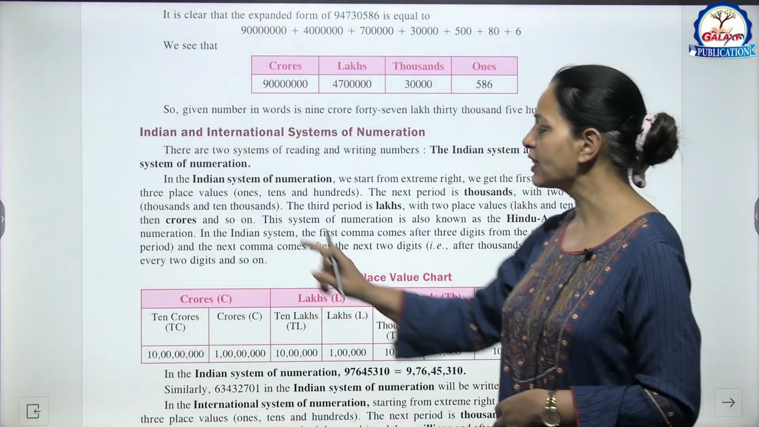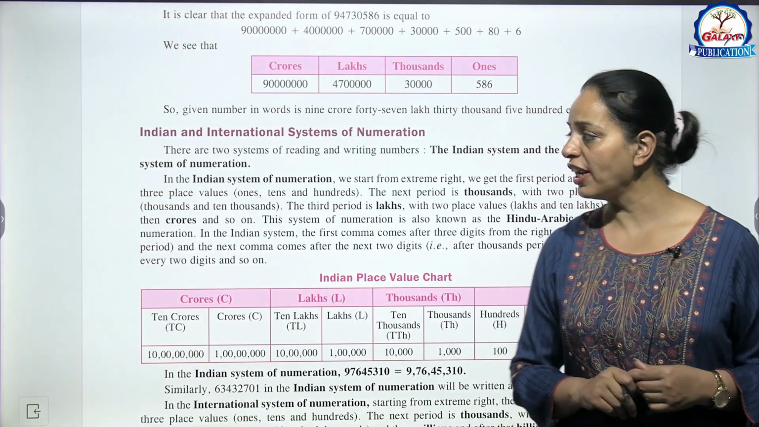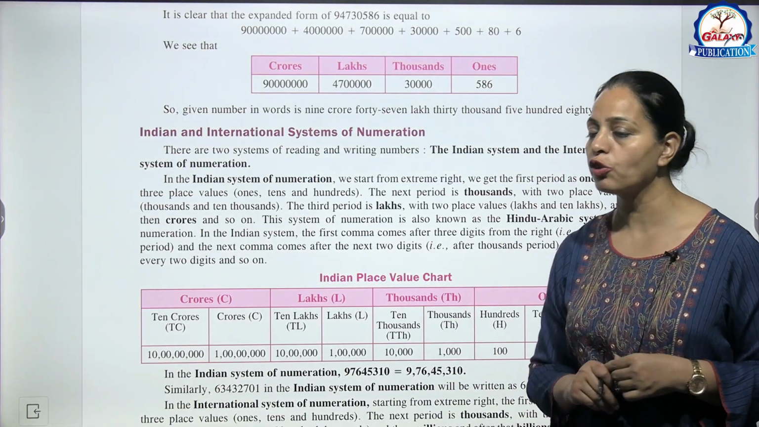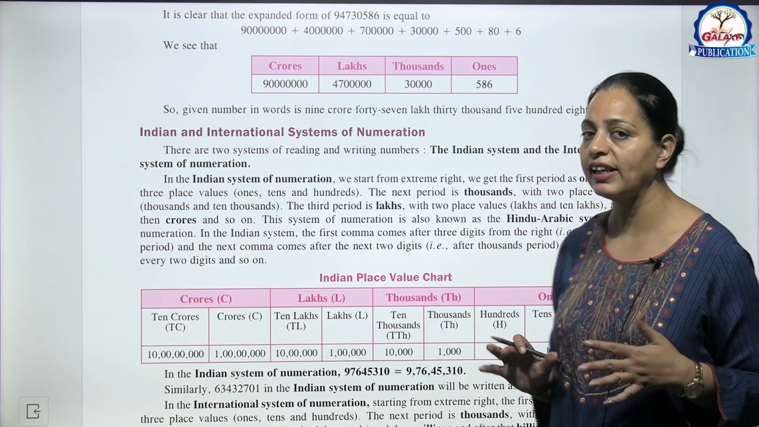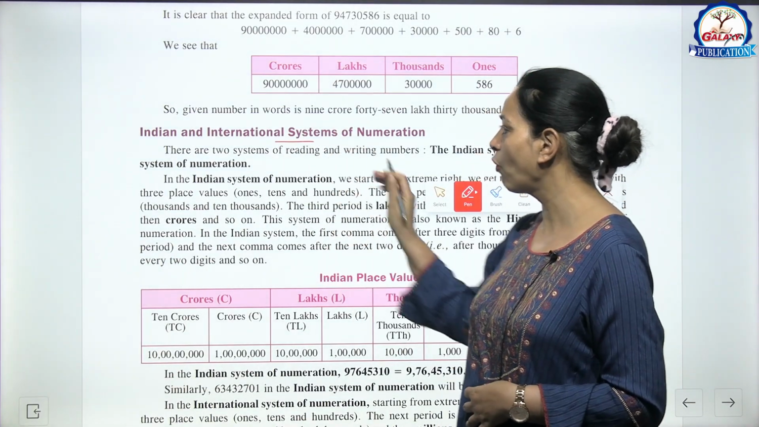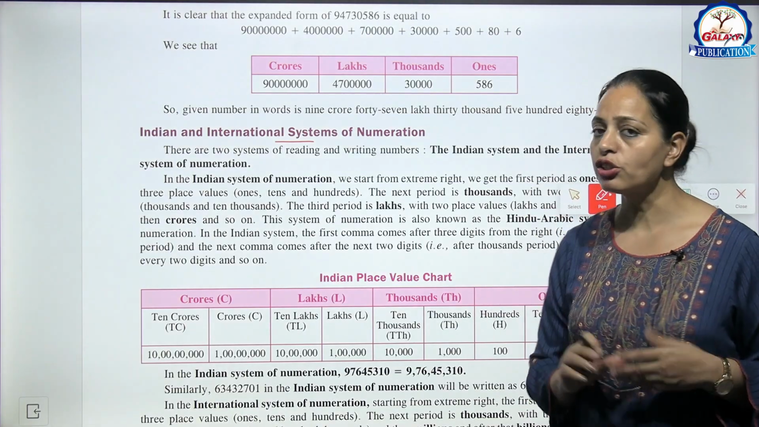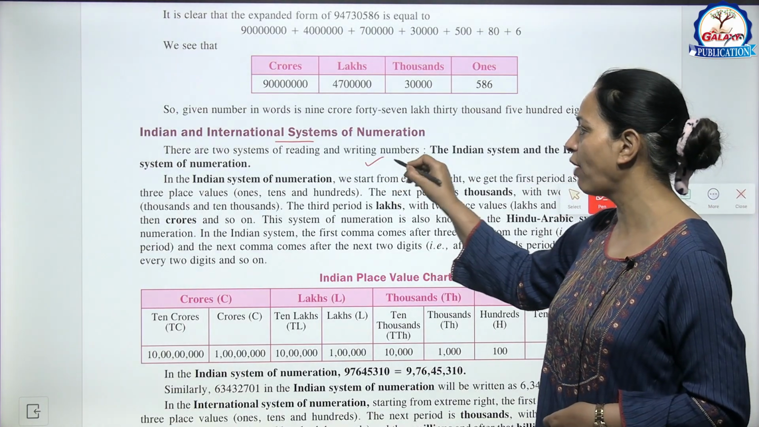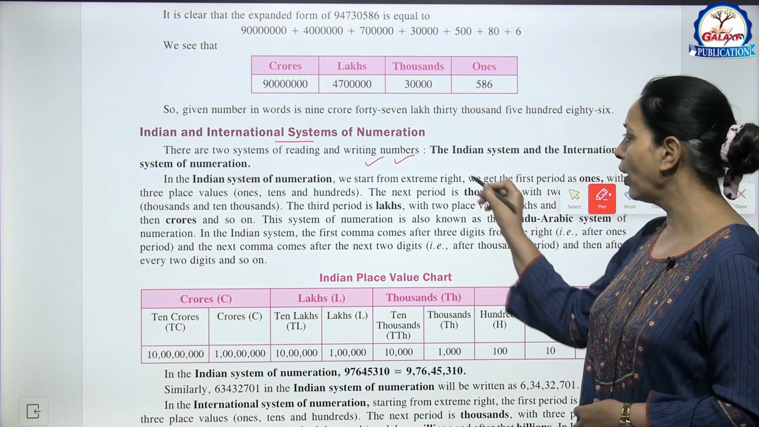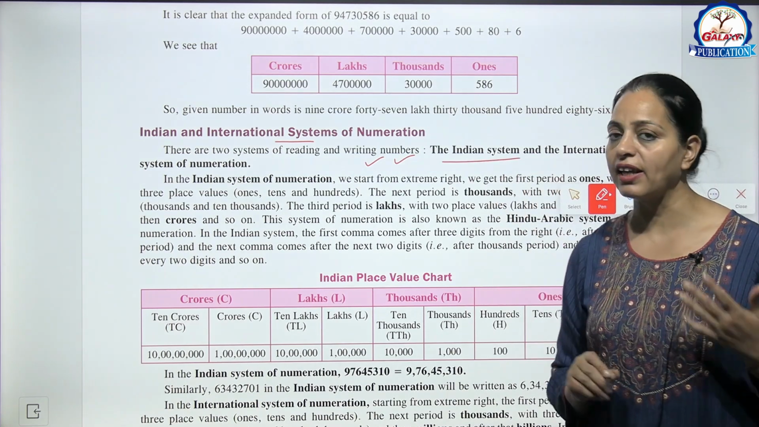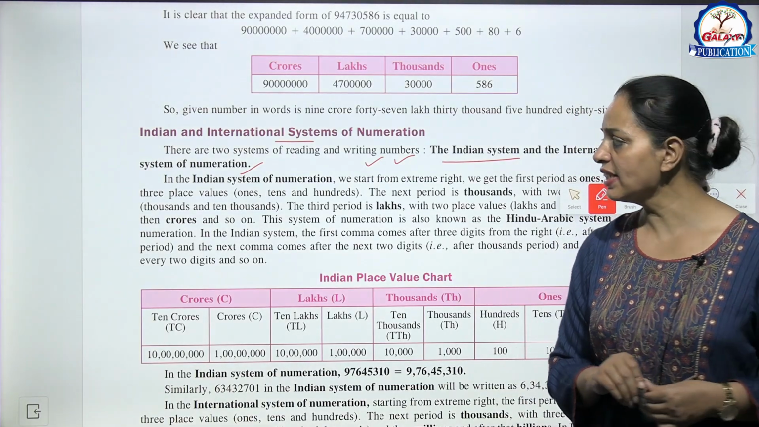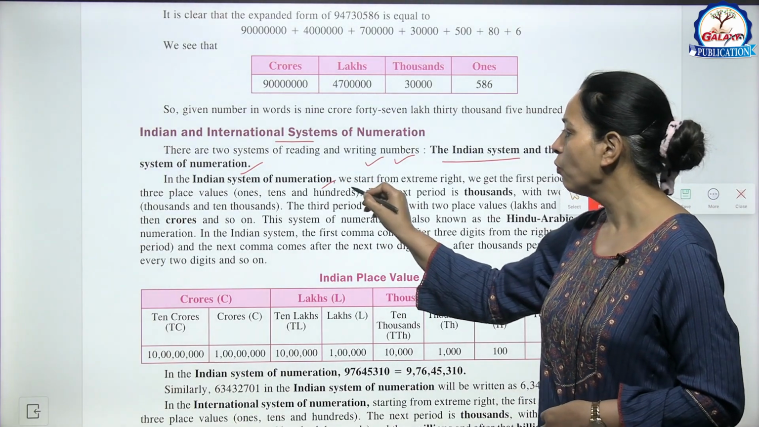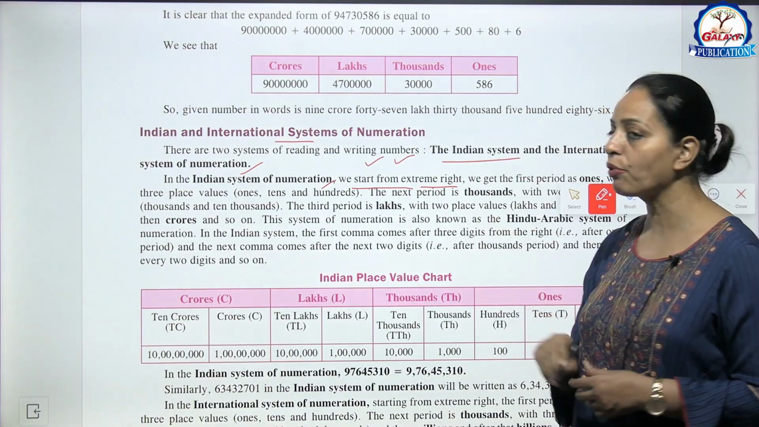Now come to next, Indian and international systems of numeration. अब हम बात करते हैं Indian and international system of numeration. There are two systems of reading and writing numbers. The one is Indian system and the other is international system. In the Indian system of numeration, we start from extreme right.